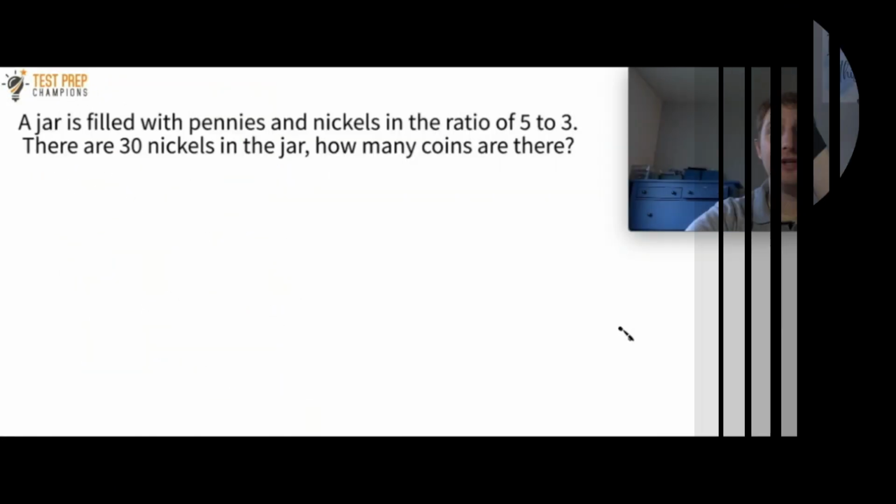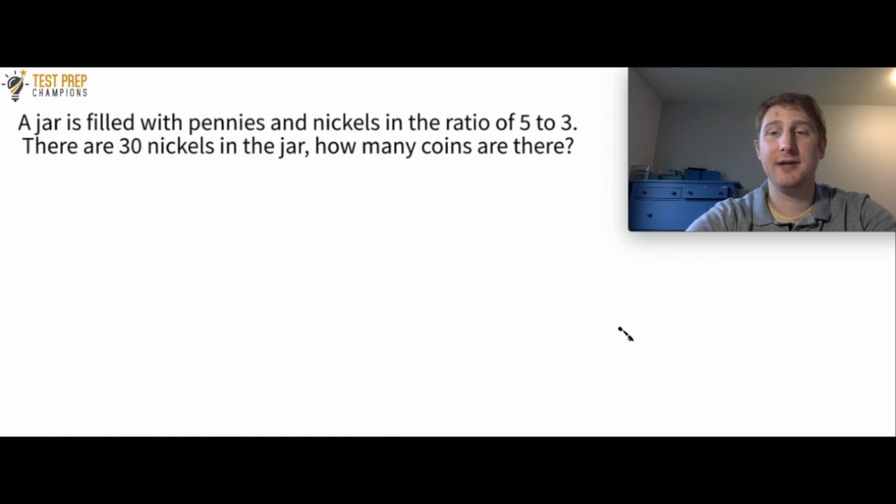The right answer. A jar is filled with pennies and nickels in the ratio of 5 to 3. There are 30 nickels in the jar. How many coins are there? So if you'd like to, now would be a good time to pause the video, try this question out for yourself, and then when you're ready, we'll go over how to do it.